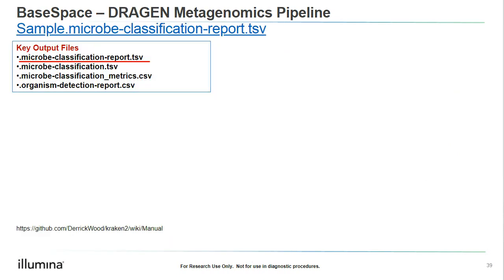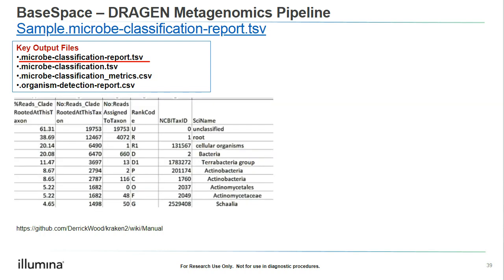Now, let's take a look at the classification output files. This app generated 4 major output files: microbe classification report, classification.tsv, classification metrics, and also organism detection report. The first output that I want to talk about is the microbe classification report.tsv.